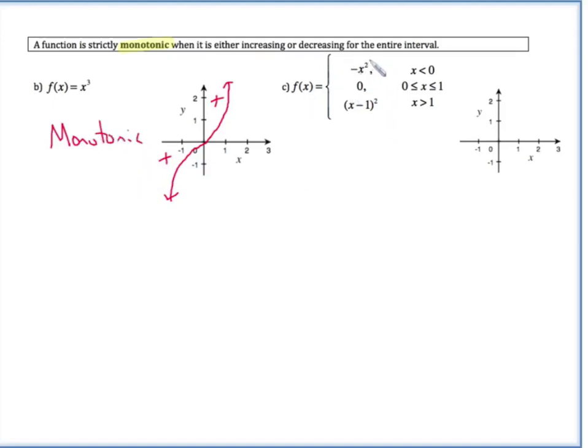Now if we look at this graph right here, it's -x² when x is less than 0. Okay, -x² looks something like this, so this is increasing. In the interval between 0 and 1, so from here to here, our function equals 0. So right there, it's constant, and our derivative would be 0. And then (x minus 1)² when x is greater than 1, it just looks like this. And so that's positive also. Now you can see we have positive and positive here, but because of this interval where the function is constant, we would say this is not monotonic. Let's move on.